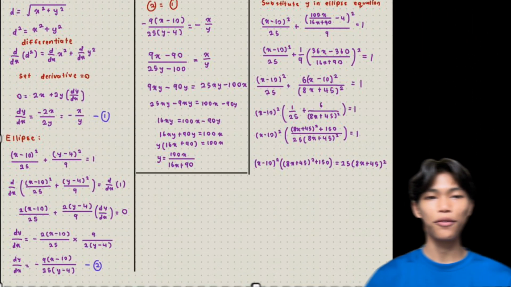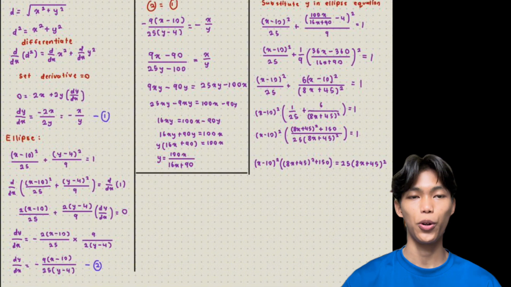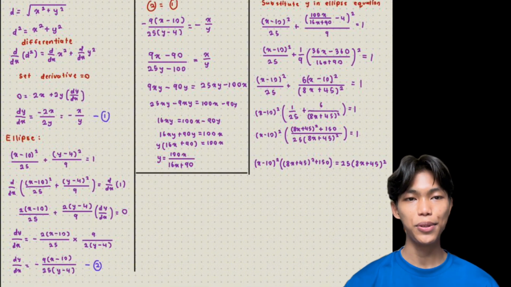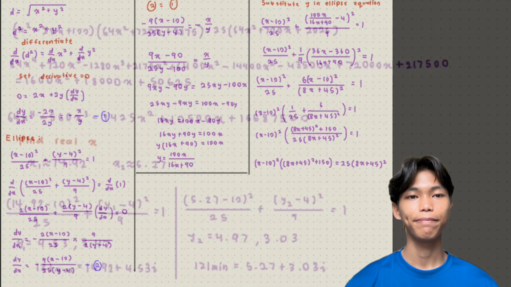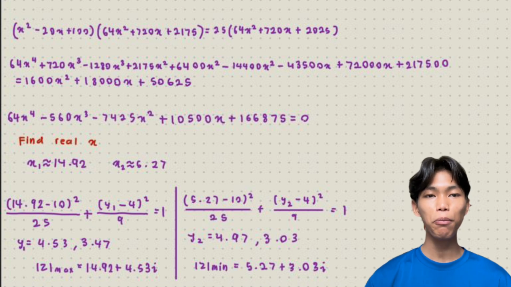To find the actual values of z modulus, we must locate where the ellipse is tangent to a circle centered at the origin. We use implicit differentiation for both the distance formula and the ellipse equation, and then we equate their derivatives to find the points of contact. Substituting y back into the ellipse equation, we can solve the resulting polynomial to find the real roots of x, which pinpoints the coordinates for the z maximum and z minimum.